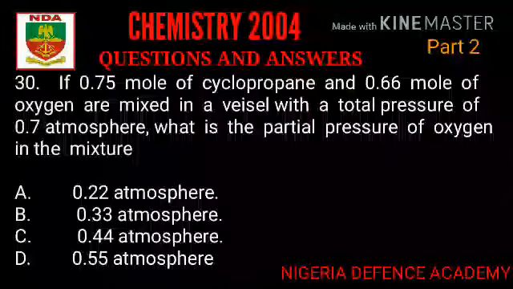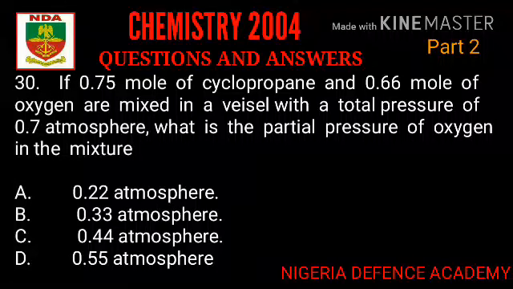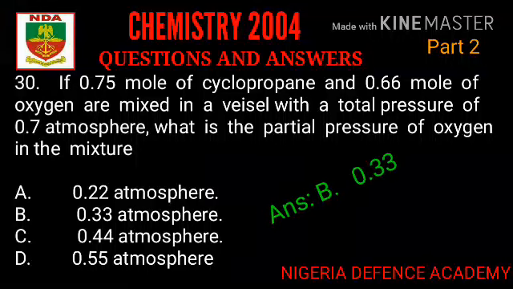Question number 30. If 0.75 moles of cyclopropane and 0.66 moles of oxygen are mixed in a vessel with a total pressure of 0.7 atmosphere, what is the partial pressure of oxygen in atmosphere in the mixture? Option A, 0.22 atmosphere. Option B, 0.33 atmosphere. Option C, 0.44 atmosphere. Option D, 0.55 atmosphere. Which option here is right? Well, I think the right answer here is option B, 0.33 atmosphere.